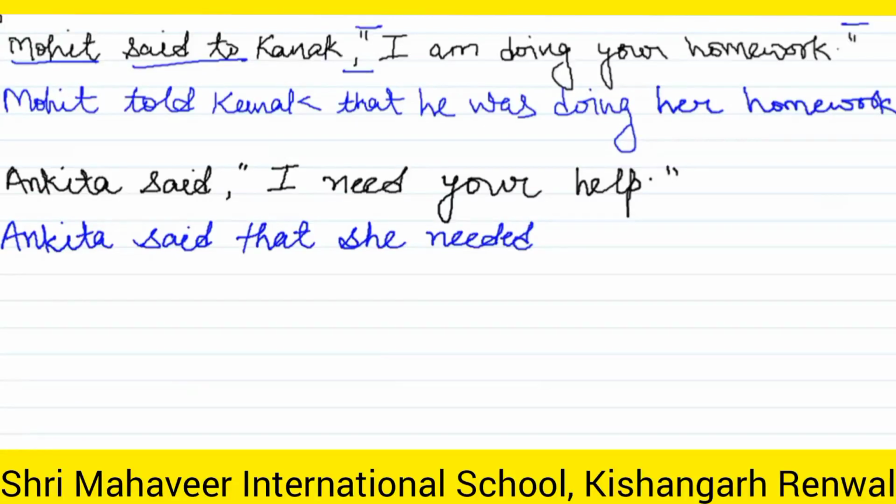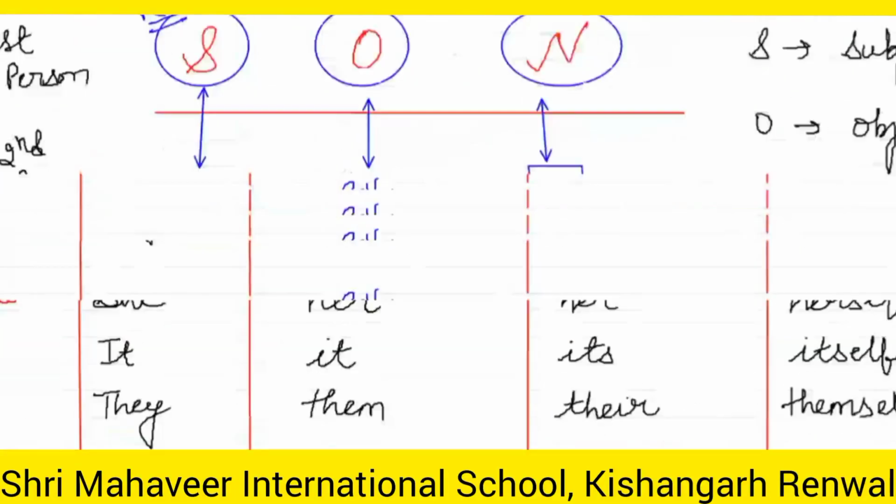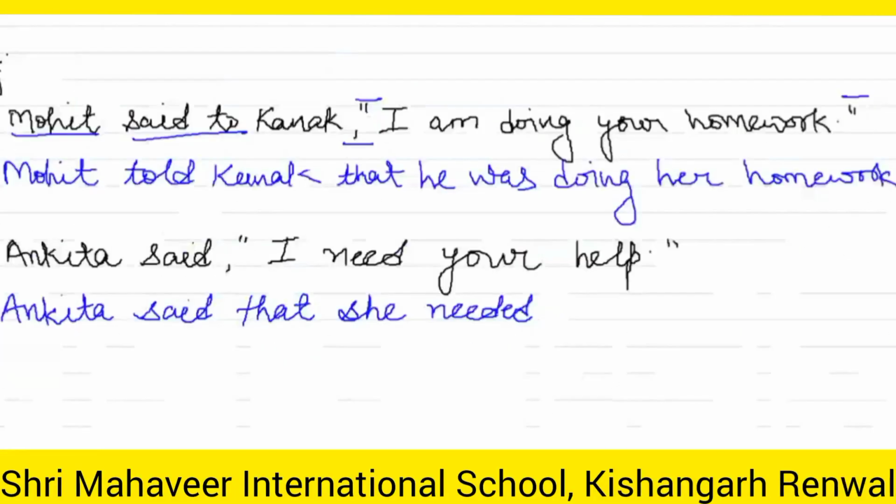We have discussed rule number 4 and our rule number 5 would be tense related changes. So we will discuss how we can make tense related changes in detail. So don't be confused about why this need became needed. Please don't be confused, because in the next rule we will discuss all the tense related changes. Okay, so Ankita said that she needed.